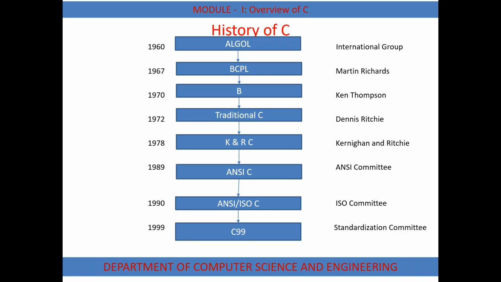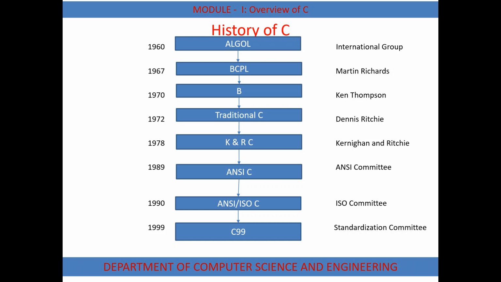History of C. C is a general-purpose programming language which features economy of expression, modern control flow and data structures, and a rich set of operators. It is considered as the base language of all advanced computer languages. We'll now see a brief history of C language.